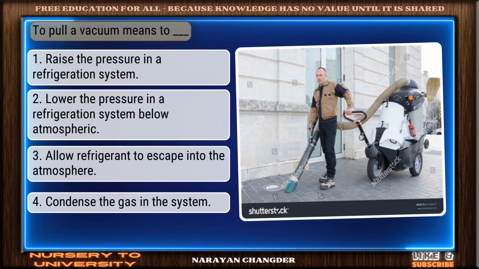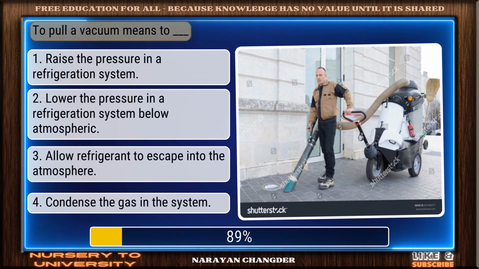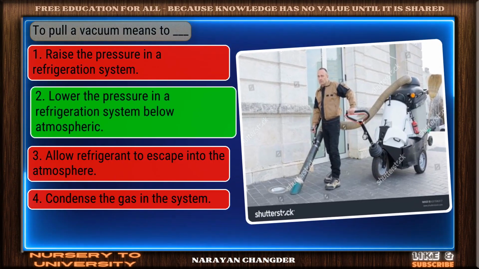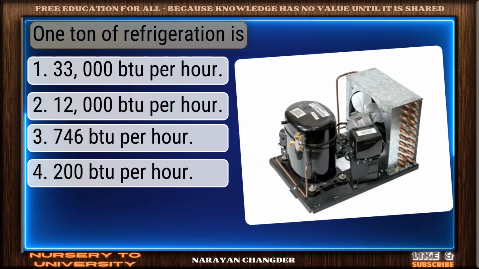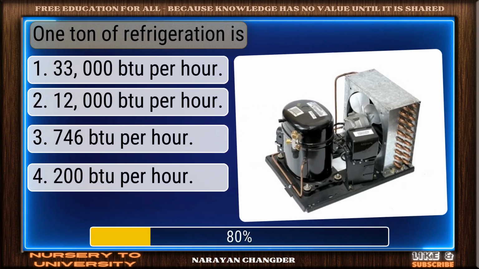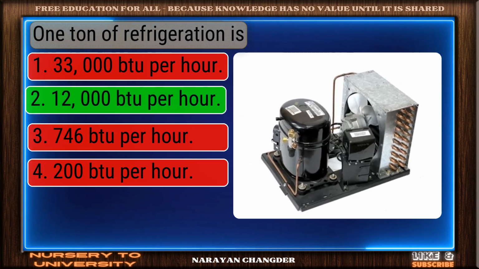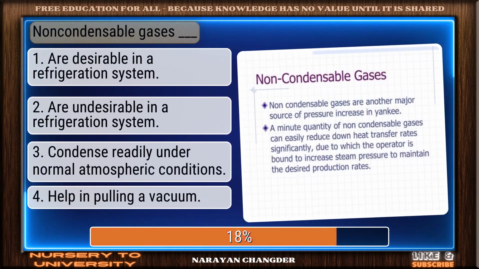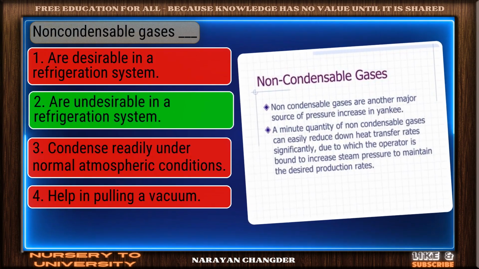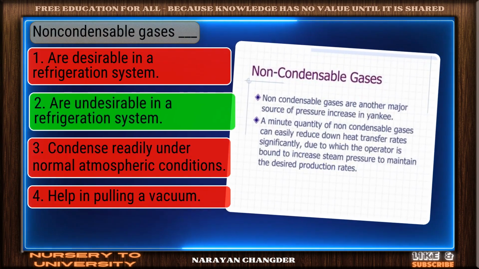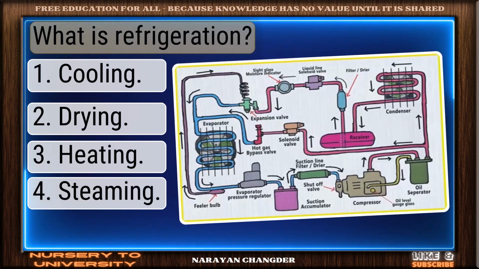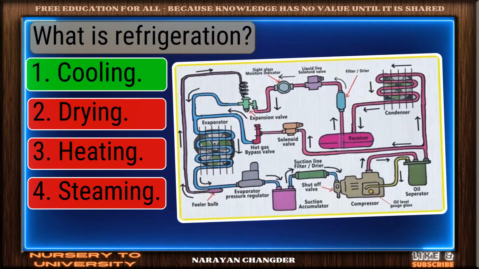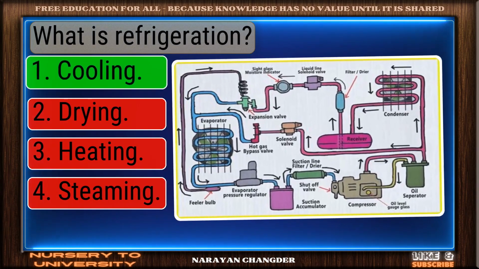To pull a vacuum means to dash. Nicely done. Lower the pressure in a refrigeration system below atmospheric is a solid answer. 1 ton of refrigeration is. Sharp thinking. 12,000 BTU per hour is the right choice. Non-condensable gases dash. Correct. Are undesirable in a refrigeration system is the right answer. What is refrigeration? Nice selection. Cooling is the correct and valid answer.